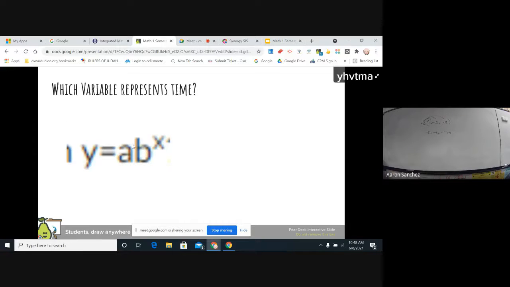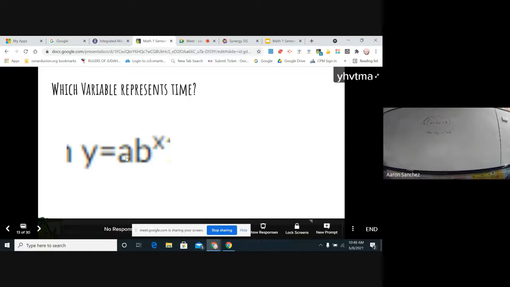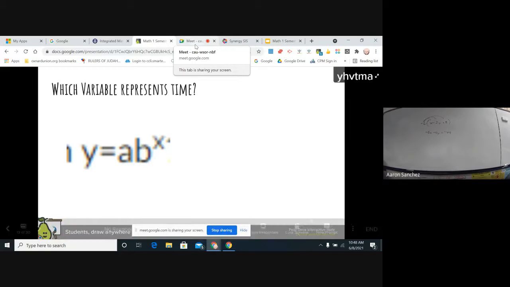Okay, so this is a weird question. If this was an equation, and it's going to represent time, time is an input. So is it X or Y? Usually when we see time, will it be the X variable or the Y variable? What do you think, Danny?